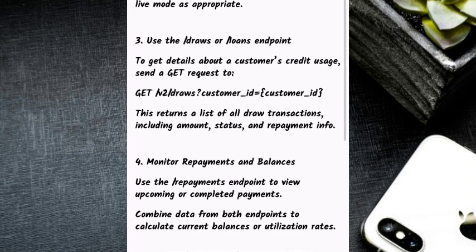Next is to use the /draws or /loans endpoints. To get details about a customer's credit usage, send a GET request to the ID right there, and then this returns a list of all draw transactions, including of course the amount, status, and the repayment info.